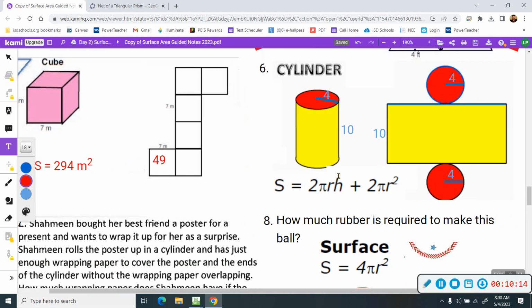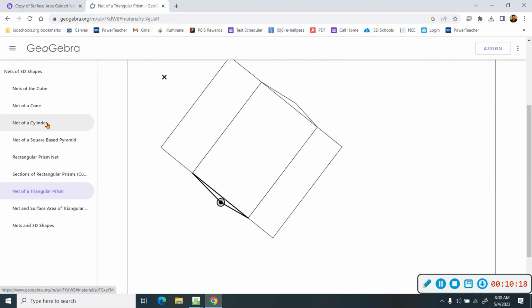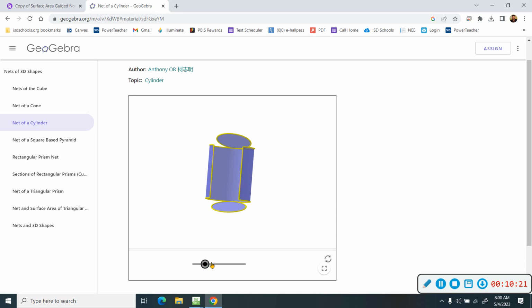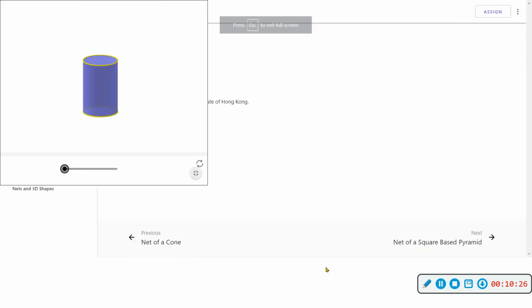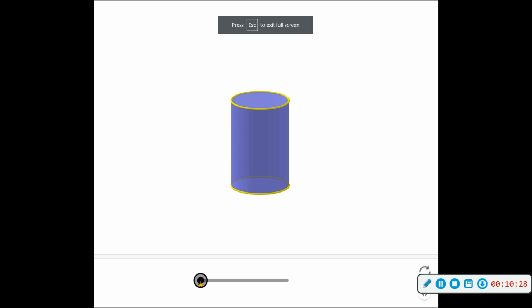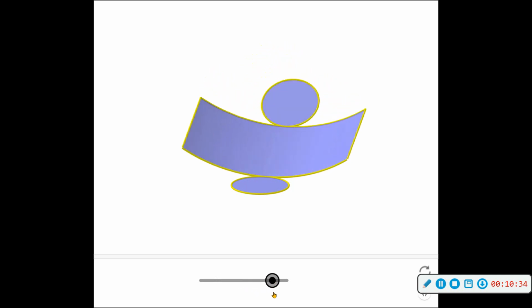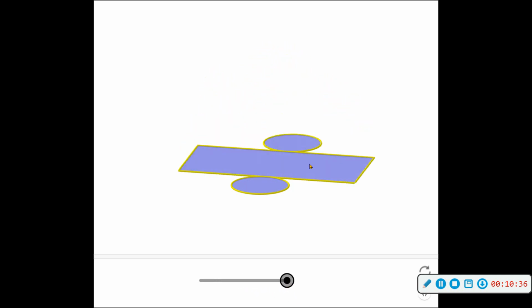Okay. Cylinder. I am going to definitely use this net of a cylinder. And I want you to see that we start off with the cylinder. And what happens when I unfold it? We get two circles and a rectangle.